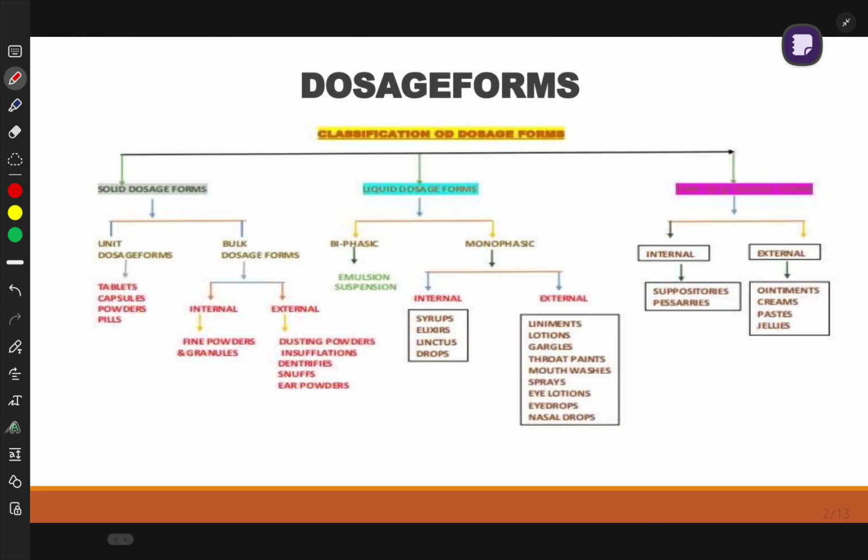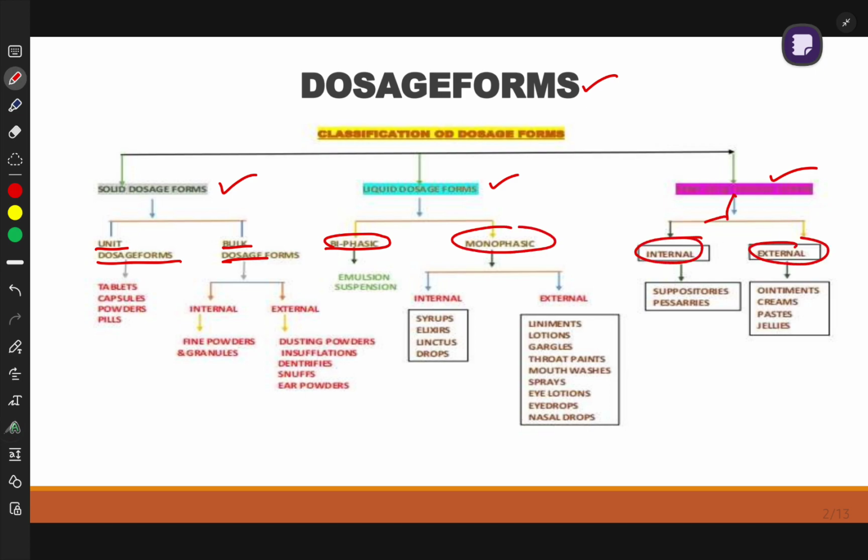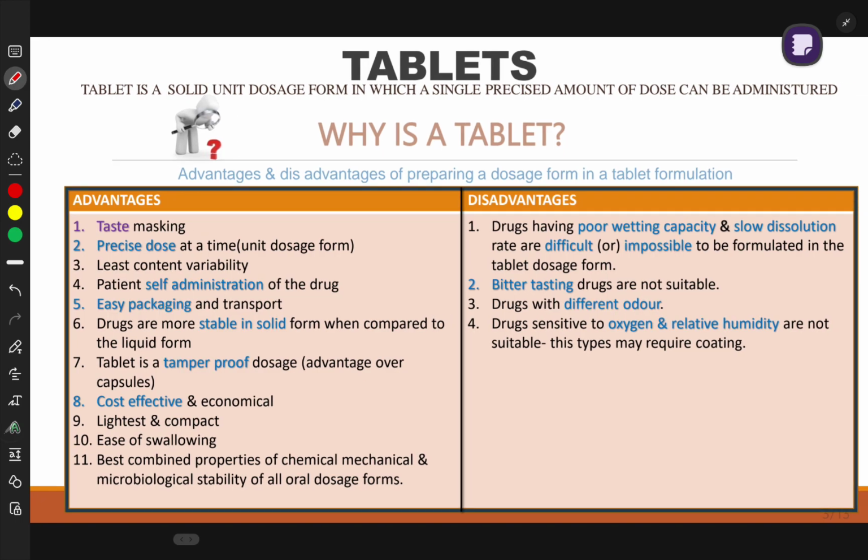In the previous lecture, we have completed the dosage forms and its classifications: solid dosage forms, liquid dosage forms, semi-solid dosage forms. In the quick recap, we'll see what is unit dosage form, bulk dosage form, biphasic, monophasic, internal and external in semi-solid dosage forms. In the same lecture, we have completed the tablets, advantages and its disadvantages.